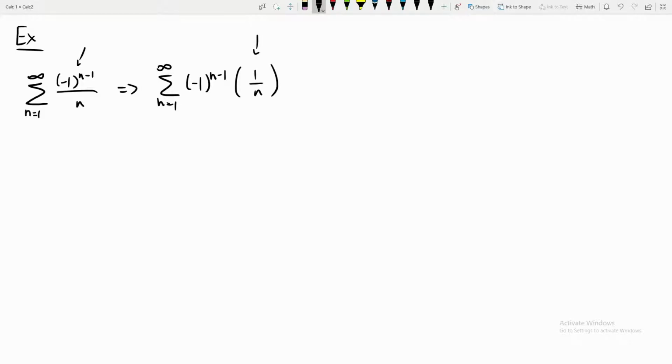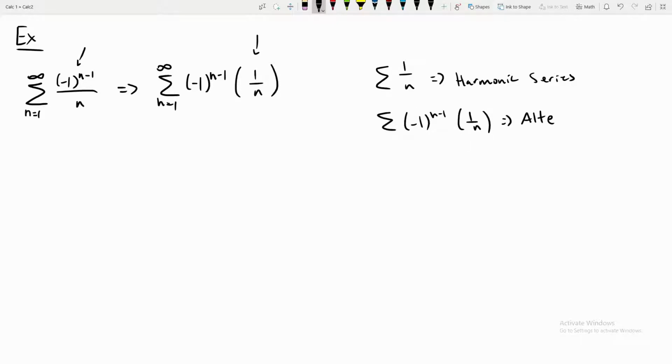And quickly you can notice that this right here is the harmonic series. So if you remember, this is the harmonic series. However, what we have here, this minus 1 times 1 over n, this is the alternating harmonic series. And if you remember from previous lessons, we learned that the harmonic series is divergent. So now let's analyze the alternating harmonic series.